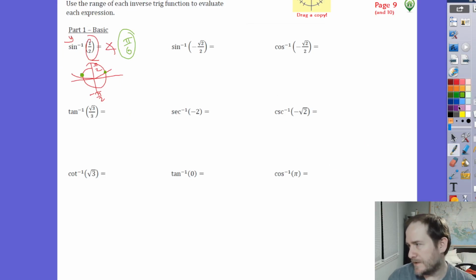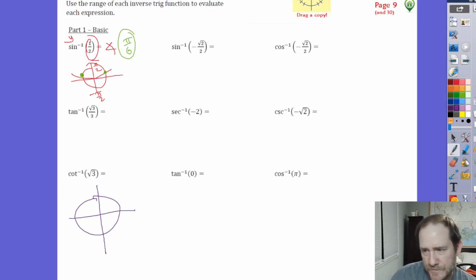All right, so I'll do a couple more just for the sake of it. Let's do the bottom row. When does cotangent equal root 3? If you have it memorized, good for you. If you don't, then remember, cotangent is x over y. That you should have memorized.